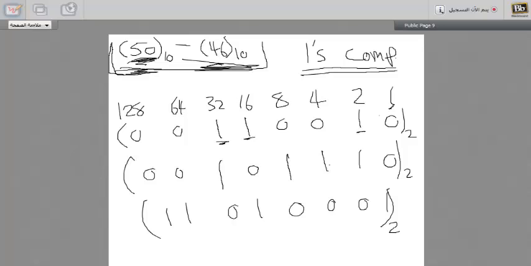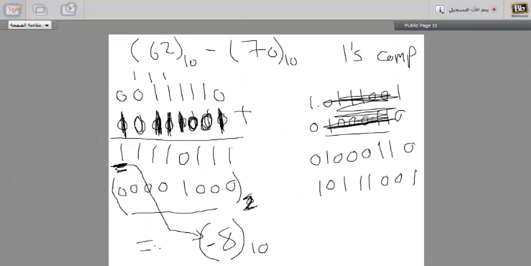I will only allow you to do it this way when it comes to operations. Are you listening well? If I ask you to specifically convert, you have to do the division way, okay? That's the last time. So let's move on to the next example.